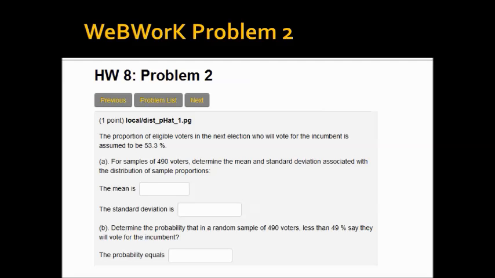If 53.3% of the population of eligible voters favor the incumbent, then for samples of size 490, determine the mean and standard deviation for the distribution of sample proportions. Based on this distribution, determine the probability that in such a sample, less than 49% say they will vote for the incumbent.